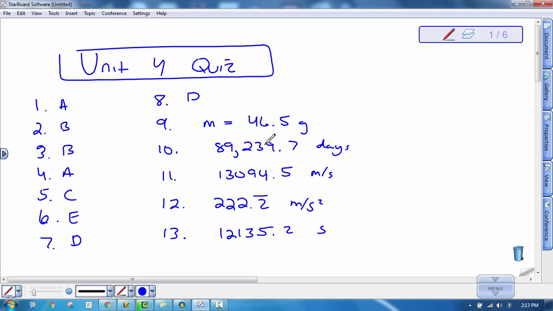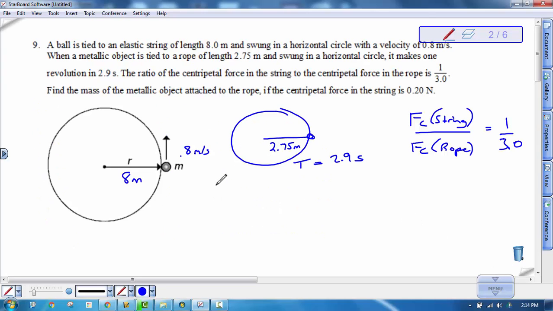All right, I'm going to now go over the short answer problems. Okay, first, problem number 9 says a ball is tied to an elastic string, radius of 0.8 meters, swung in a horizontal circle, and then a metallic object is tied to a rope, 2.75 meters, and it's swung in a horizontal circle and gives us the period, which is one swing or one circle in 2.9 seconds. And it tells us the ratio of centripetal force of the string to the rope is 1 to 3. And then find the mass of the metallic object.